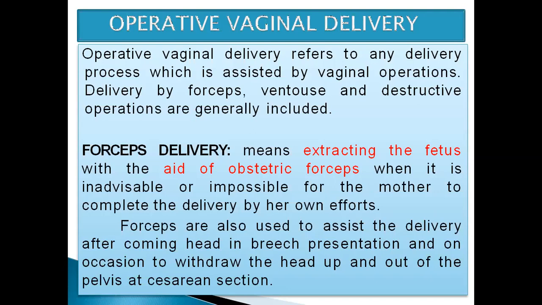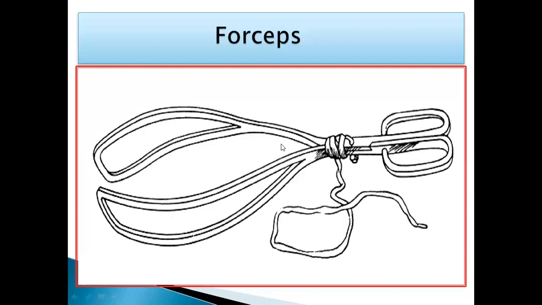So forceps are used when it is inadvisable for the mother to exert the pressure, and if it is impossible for the mother, and also for the after-coming head in the breech presentation, and to withdraw the head up and out of the pelvis at cesarean section. Okay, so now this is a forceps. You can see which are the parts and how it is. So now we will go into detail.